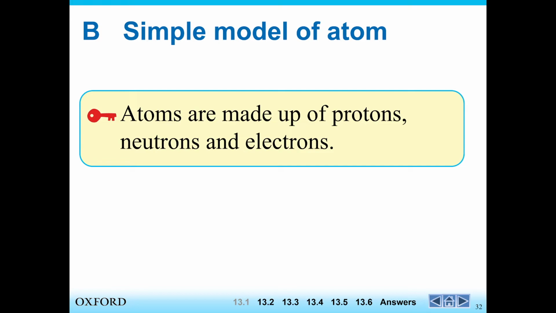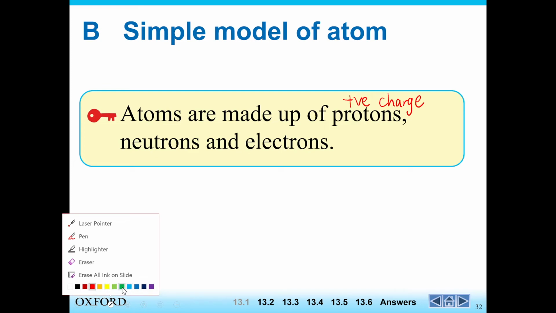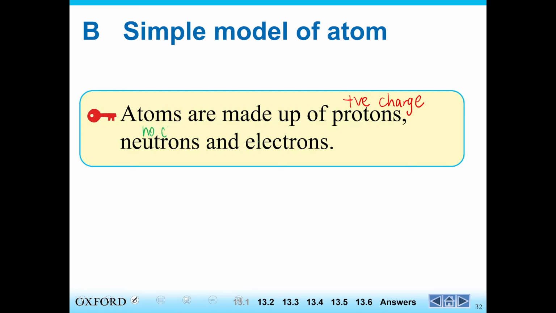So to summarize this part, atoms are made up of protons. Protons have positive charge. That's the short form of writing positive. Neutrons have no charge. And electrons have a negative charge. So let's go ahead and write it down. Negative, I'll write it like this, negative charge.